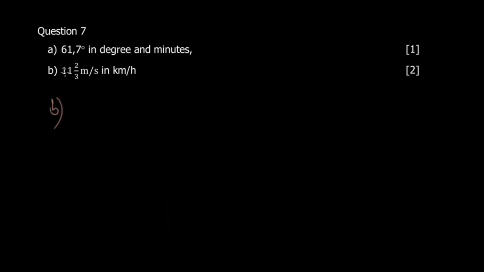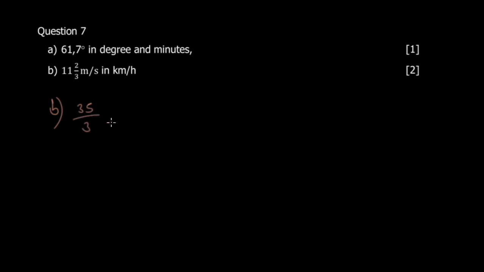Question B, I want you to be careful with it again. Whenever you have mixed fractions that you're supposed to manipulate somehow, it's always better to change them to improper fractions. So here we just say 3 times 11, you get 33, 33 plus 2, then we get 35.